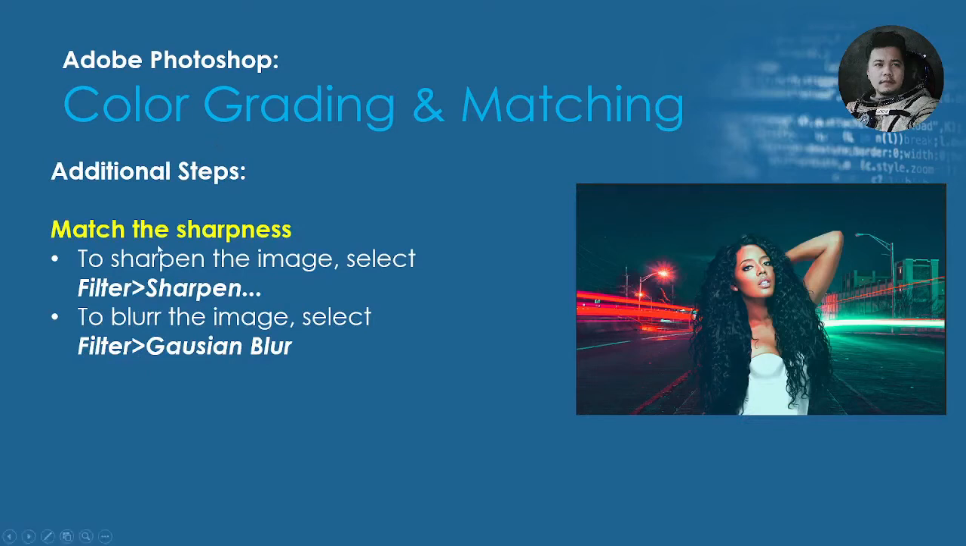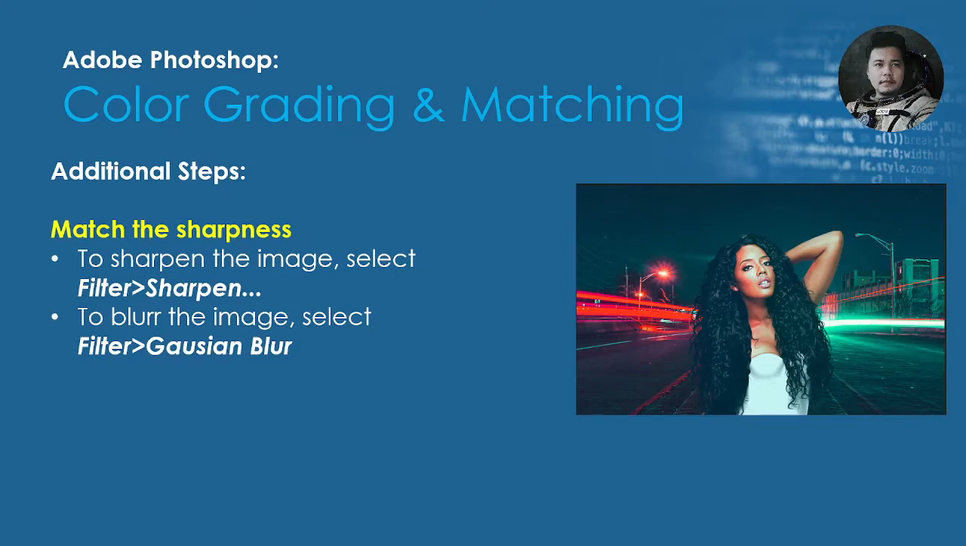To sharpen the image, select filter and sharpen. To blur the image, select filter and Gaussian blur. Okay? So this will only depend on whether your background is moving. If the background is moving, then sometimes you have to make sure that your subject will also give the illusion that it's also moving as well. Okay? Or something like that.